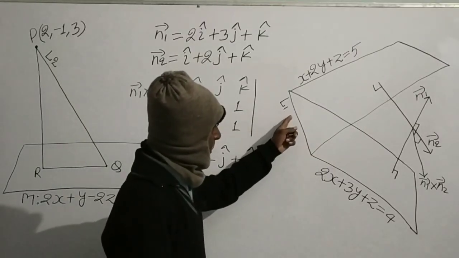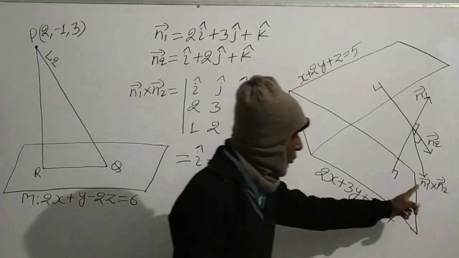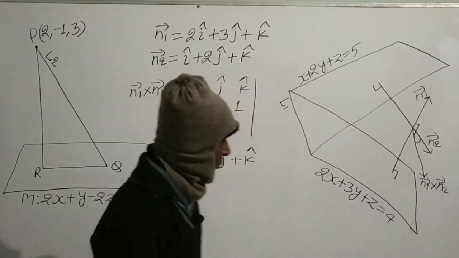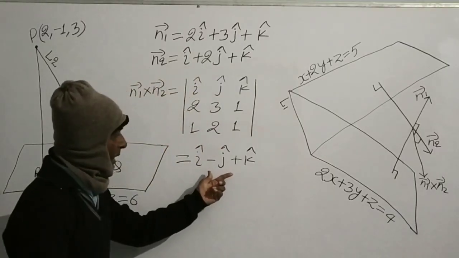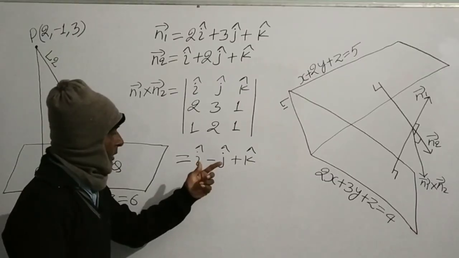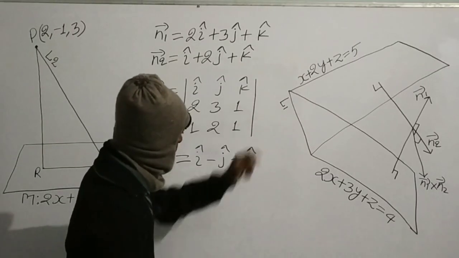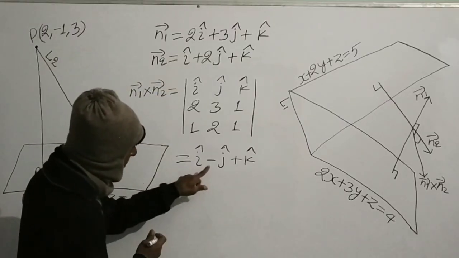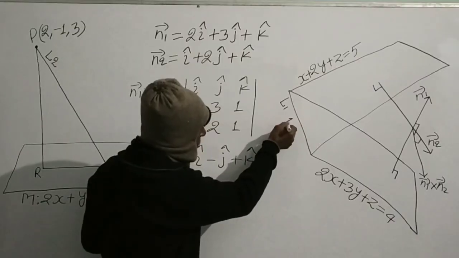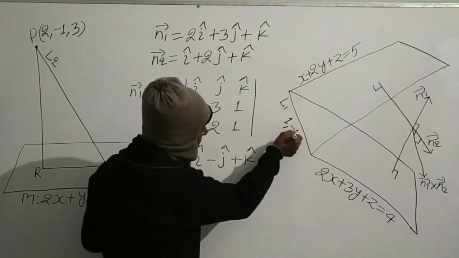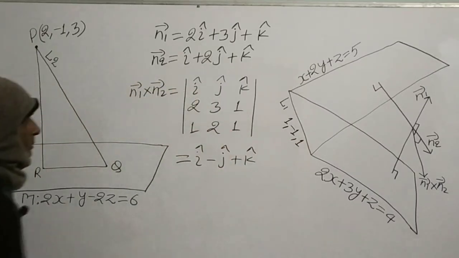Since line of intersection will be parallel to N1 cross N2, that means parallel to this vector. Therefore, direction ratio of this line L1 will be 1, minus 1, 1.